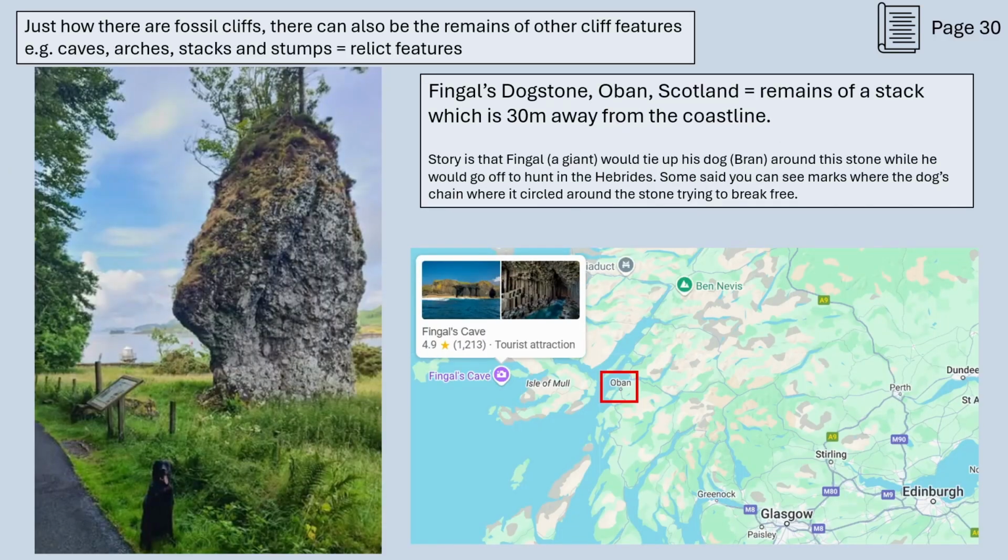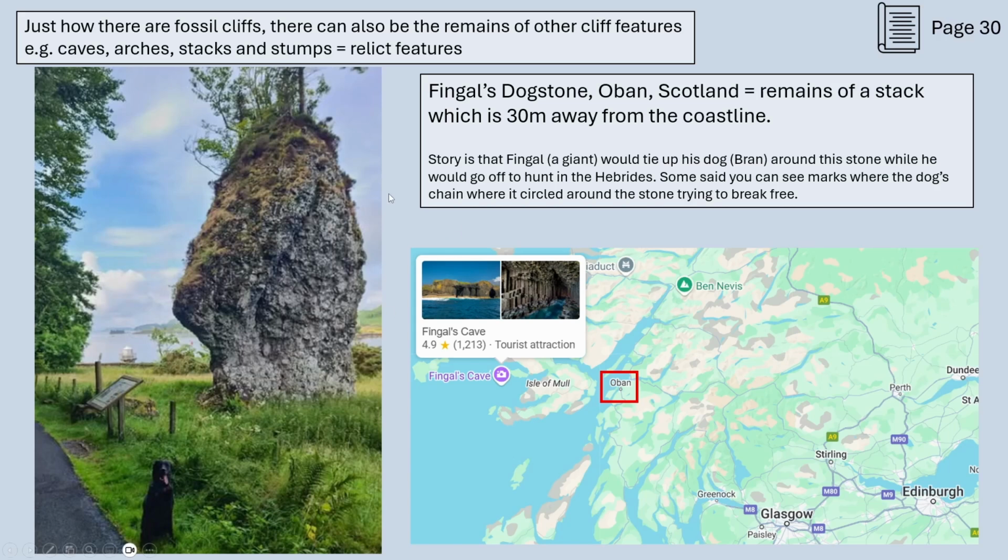Now, remember what I said about fossil cliffs on raised beaches? Well, we can have other relict features of coastlines. So this is something called Fingal's Dogstone. It's just north of Oban, which is a town in Scotland. And it is the remains of a stack, which is now currently 30 metres away from the coastline. So originally, the stack would have been at sea level, but due to isostatic uplift, the land has risen, causing this relic feature to remain.